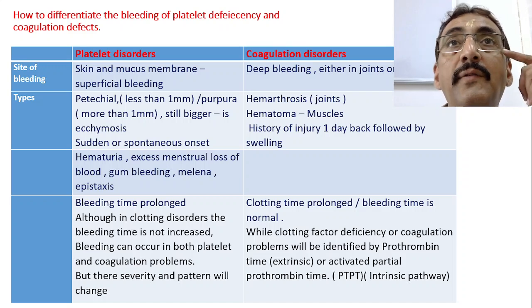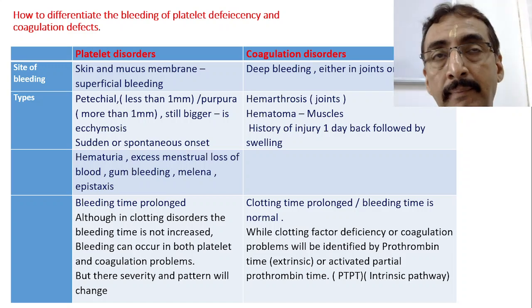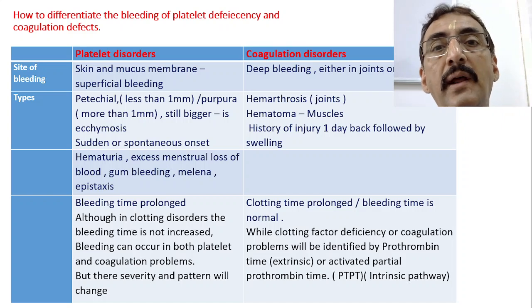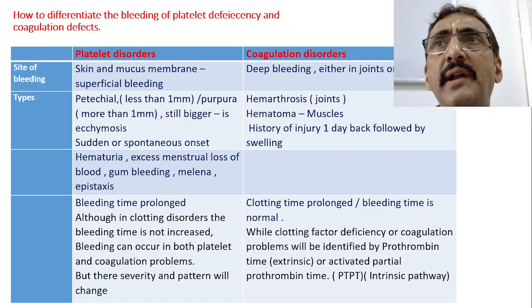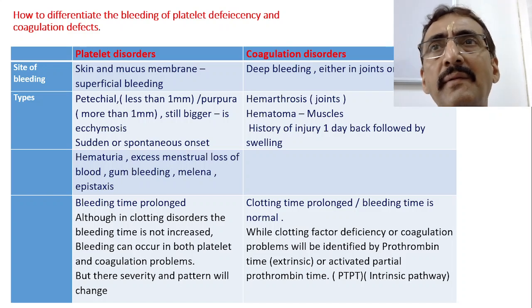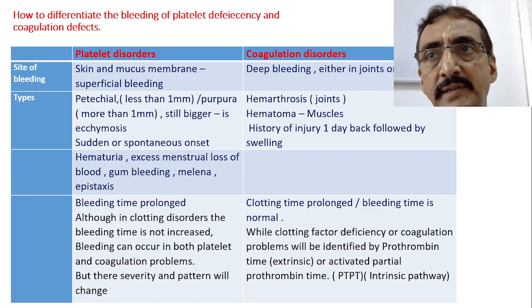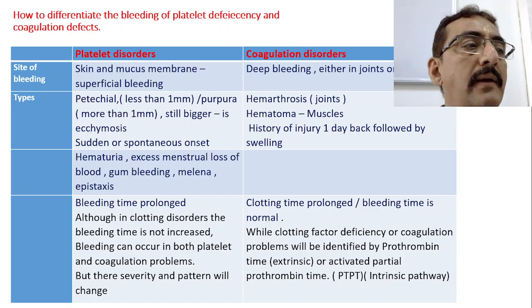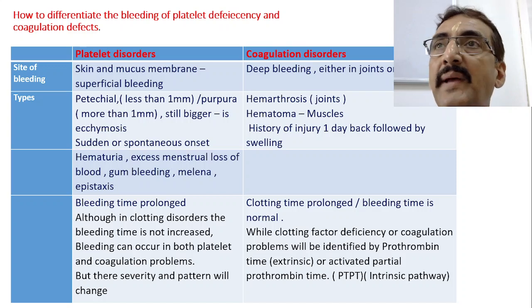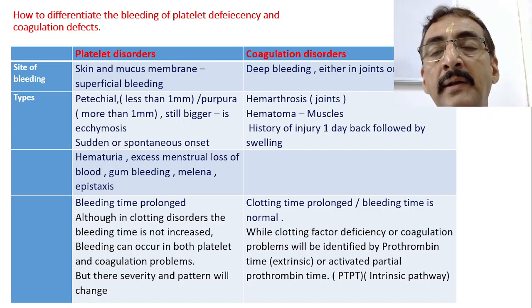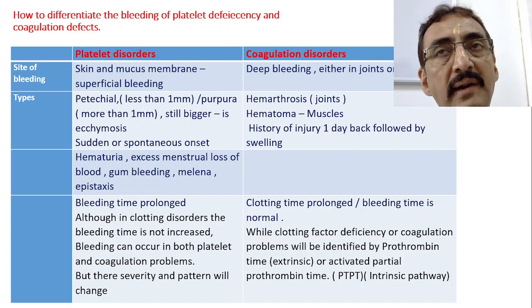So let us identify two important causes of bleeding. One is platelet disorder and another one is coagulation disorder. Coagulation disorder, as the name suggests, means the problem is in the clotting factors. There may be clotting factor deficiency, or there may be a clotting factor stability problem. There may be absence of some of the clotting factors. Like this, there are many problems that we will see one by one.